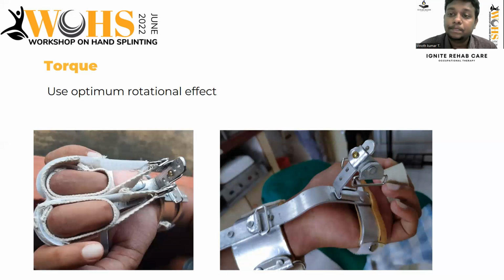Basically, even in an extensor outrigger splint, these factors are very important. When you are putting a loop, you have to put it perpendicularly. It should not be like this or like this. It should be perpendicularly holding the MCP joints.